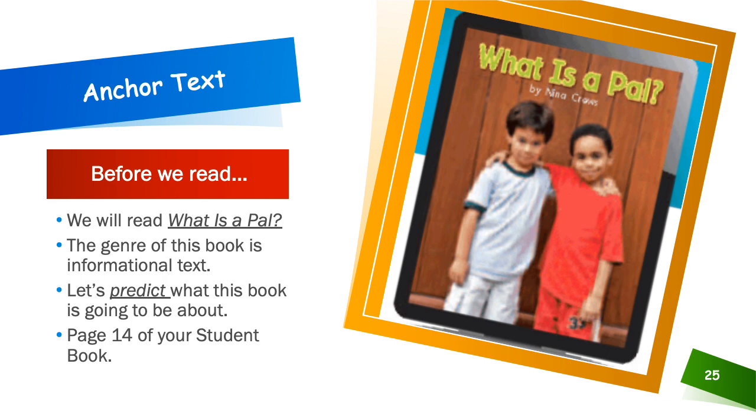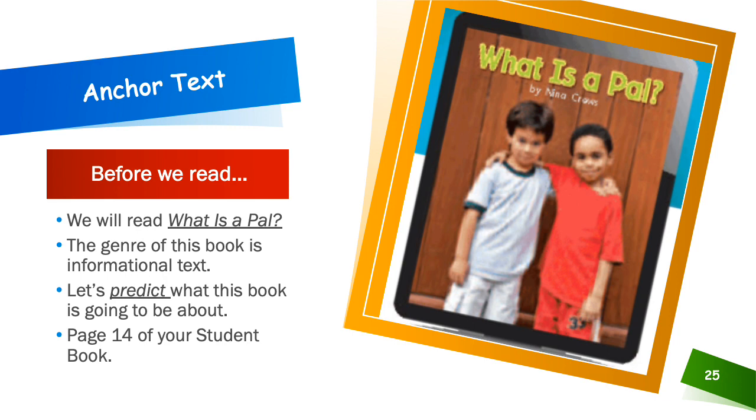Now it's time to read our anchor text. This week we're going to read What is a Pal? But before we start reading, it's important to look at the cover and get our minds ready to start reading. This book is an informational text. Informational texts tell about things that are real. I know this is a story about pals. A pal is a real person. The photographs in this selection show friends in the real world. These things make me think that What is a Pal is an informational text.